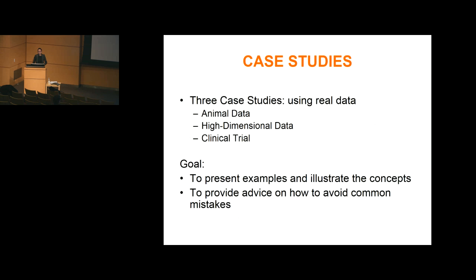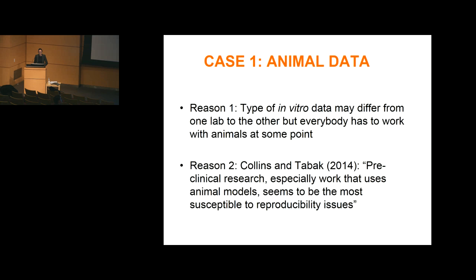Some of the case studies that I'll show today were not analyzed the way I will describe, but all of those examples that I'll show and the particular data steps that were taken, we as statisticians are asked to do many of those. The three examples include an animal example, a high-dimensional data, and a clinical trial. And the point is to present the concepts and to provide advice on how to avoid common mistakes. So let's start with the animal data.